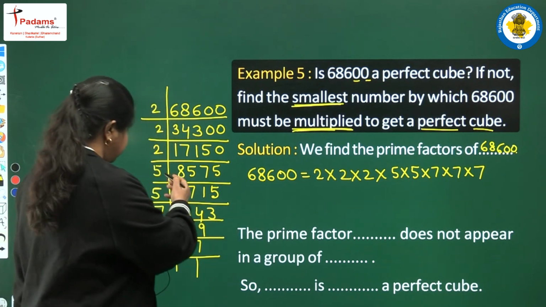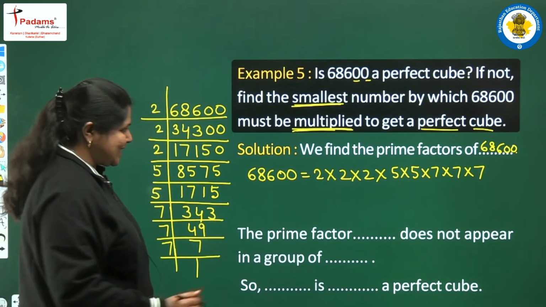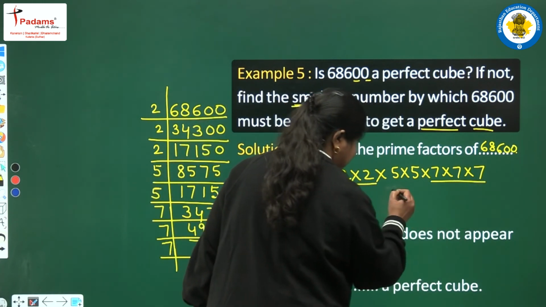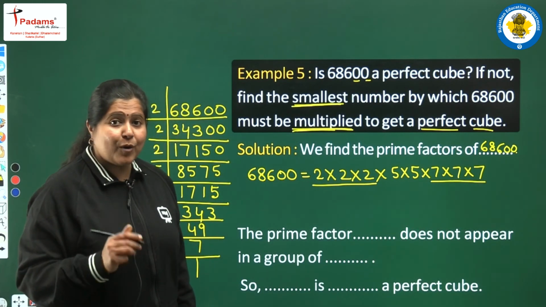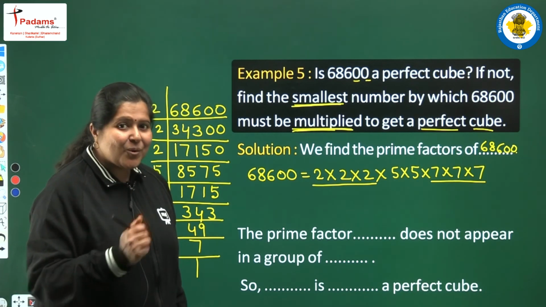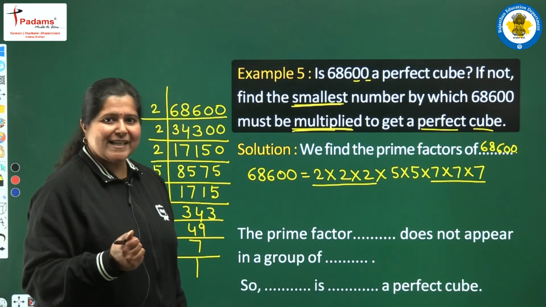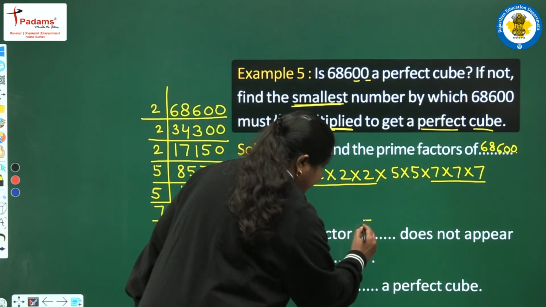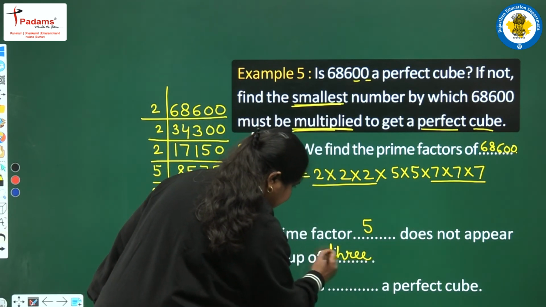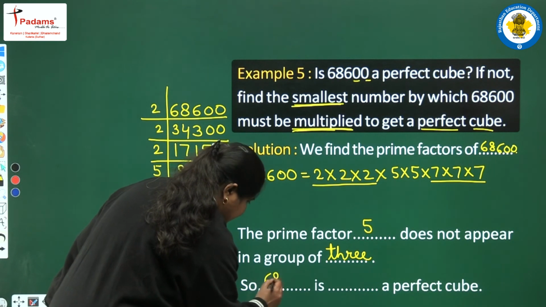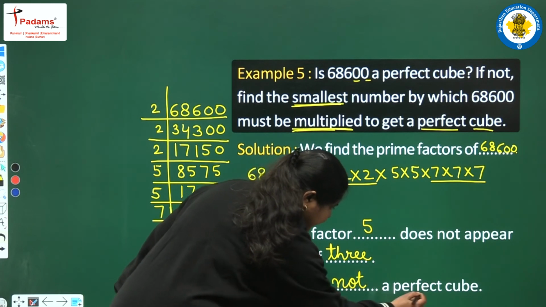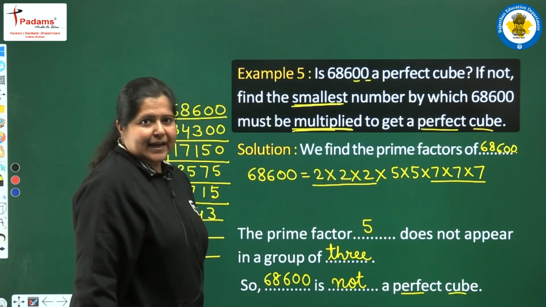As you can see, 5 is there only 2 times. Let us form the triplets. 3 times, 3 times. But 5 is not there in the form of a triplet. 5 is not forming a group of 3. And so, is it a perfect cube? Obviously not. The prime factor 5 does not appear in a group of 3. And so, 68,600 is not a perfect cube. I hope it is clear.